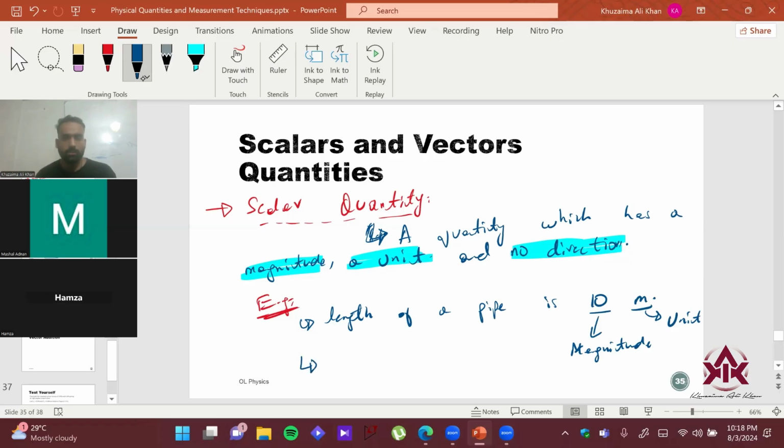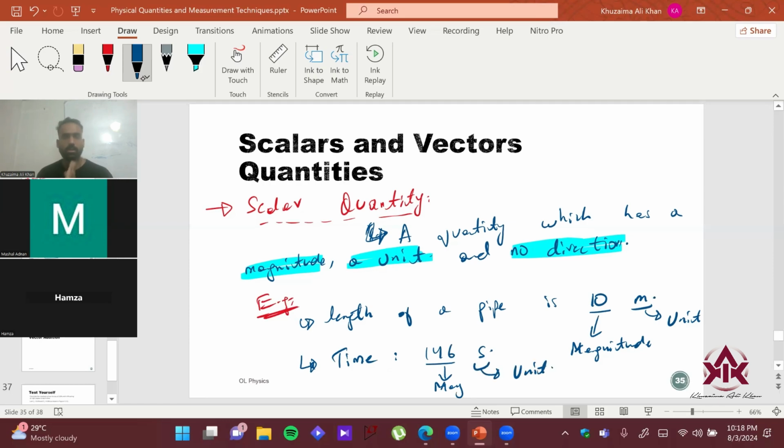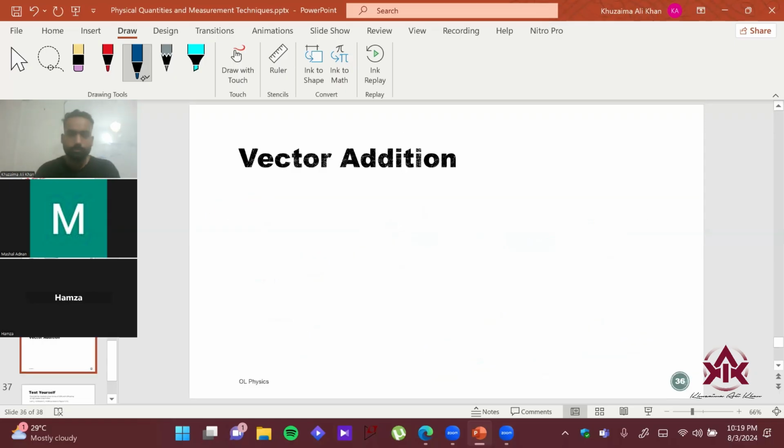Let's imagine if I say time. The time the person took to run 100 meters is, let's say, 146 seconds. Again it has a magnitude, it has a unit, but it has no direction. You cannot specify direction in it. If we go towards physics in more depth, like time travel, you cannot go back in time, so it is not possible to specify a direction of time. So that is also a scalar quantity.